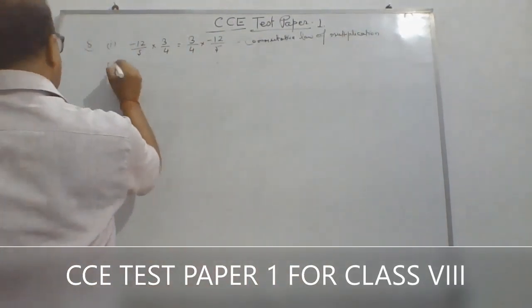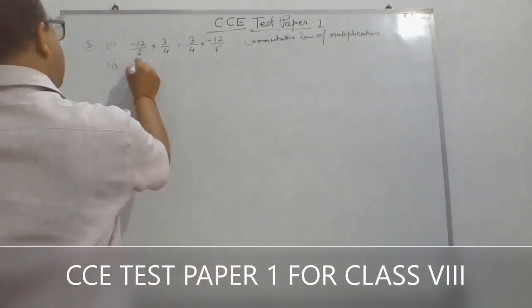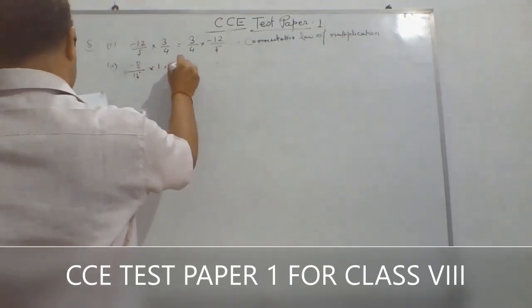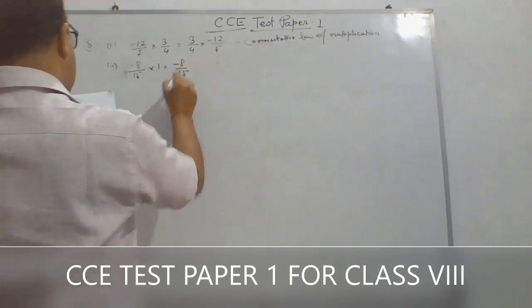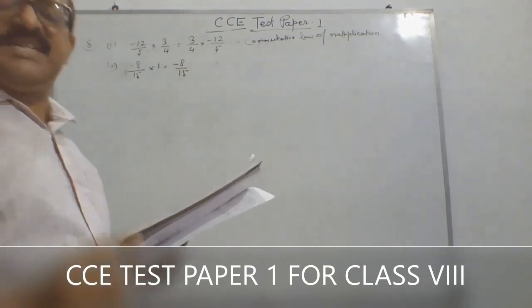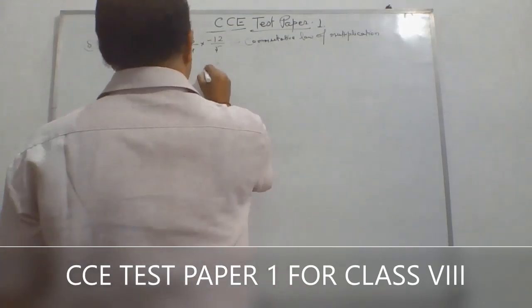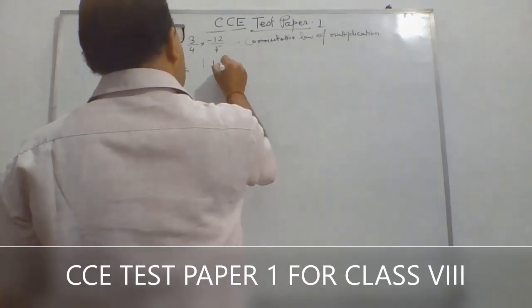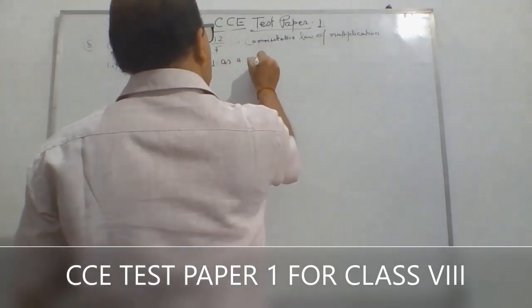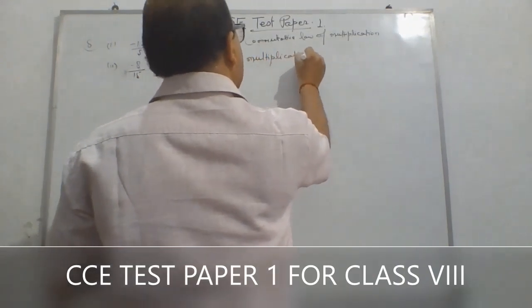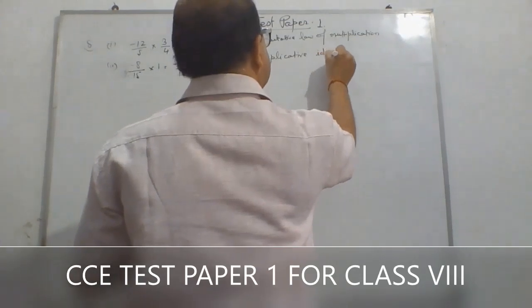In the second question, minus 8 by 15 into 1 is equal to minus 8 by 15, as 1 is the multiplicative identity. Here 1 is the multiplicative identity.